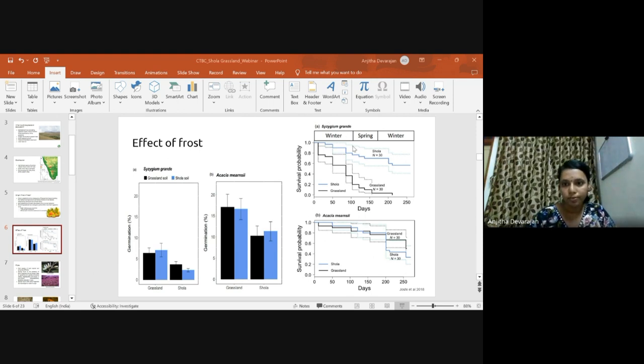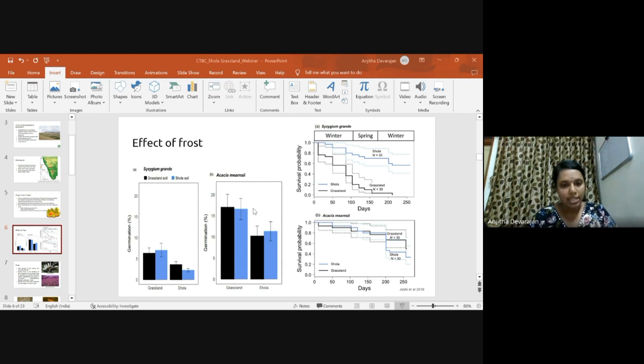The black color in the second graph shows a decreasing survival probability for that Syzygium grande in the grassland. At the same time, in the Shola, the survival probability is also decreasing, but it is not becoming zero. It is still there. That means the trees can still survive in the Shola forest, but they cannot establish in the grasslands. They did a similar study for an exotic species, Acacia mearnsii.